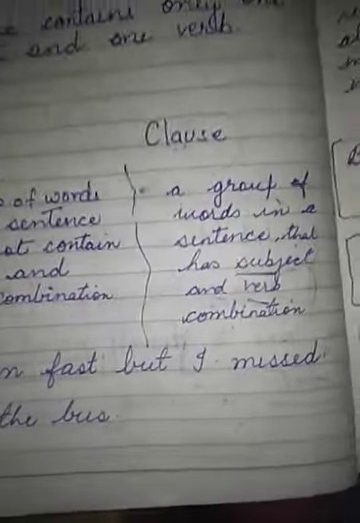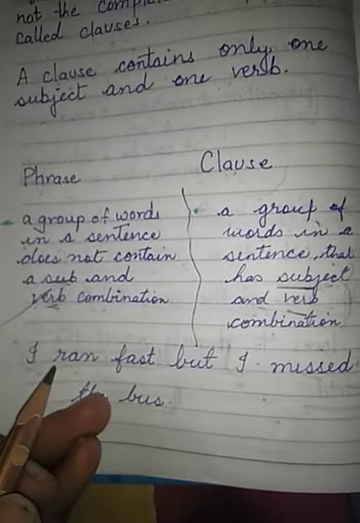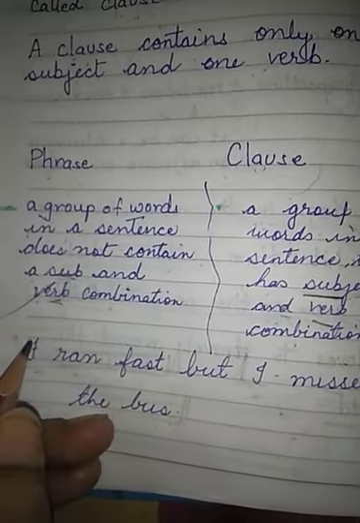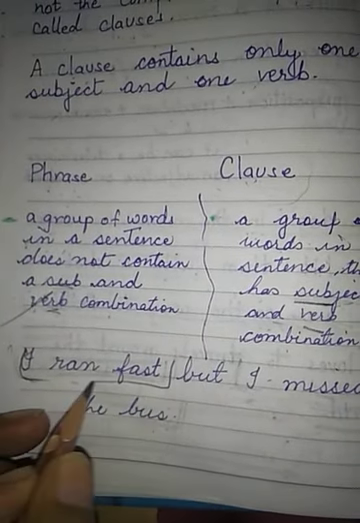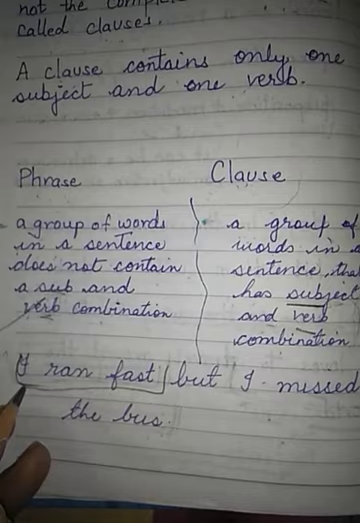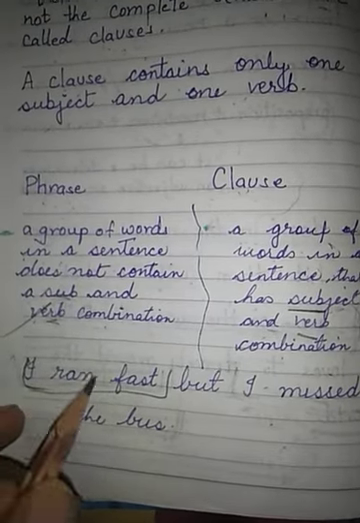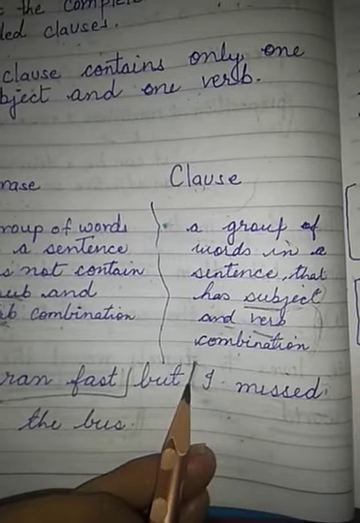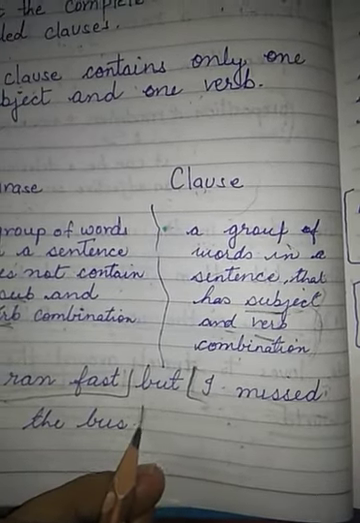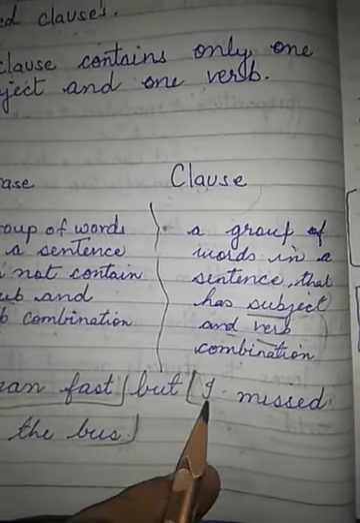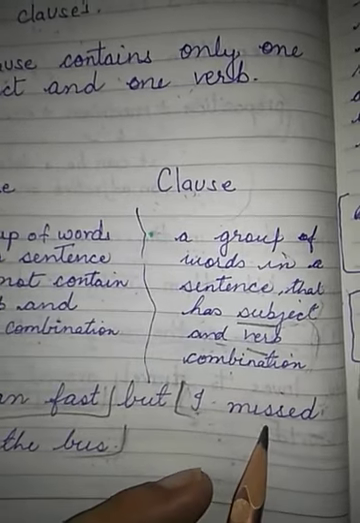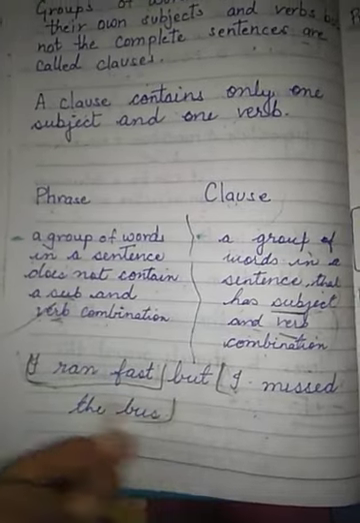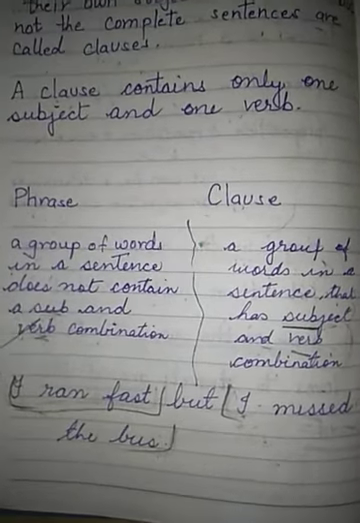I have written an example. I ran fast but I missed the bus. Here, "I ran fast" is a clause. Why? Because there is a subject and verb combination. And "but I missed the bus" is also a clause because there is also a subject and verb combination. So in the same sentence there are two clauses.